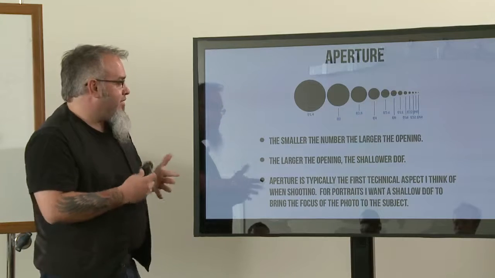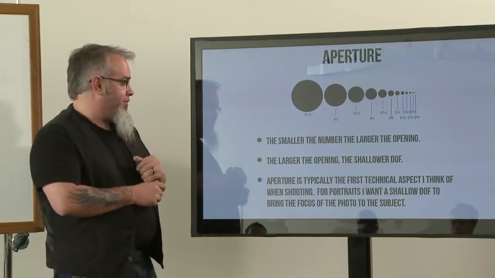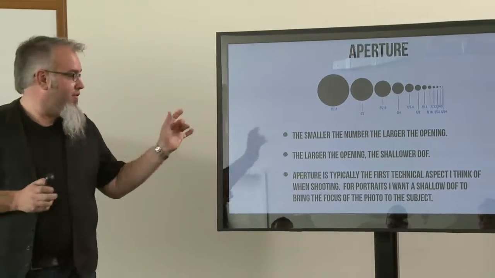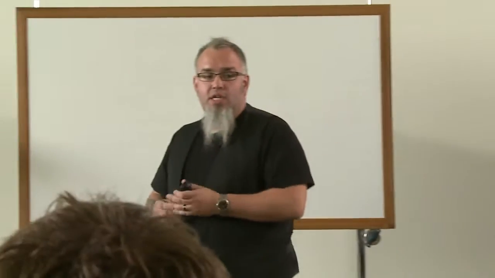Aperture is typically the first technical aspect I think of when shooting. For portraits, I typically am wanting a shallow depth of field to bring the focus of the photo to the subject. So I am an aperture priority photographer in my brain. I've got to take a picture of the three of you. I'm looking at the background, I'm looking at you, trying to figure out, I want you in focus, how much do I want that background out of focus? And I'm thinking about my aperture, and then I'll figure out my shutter speed. All right?